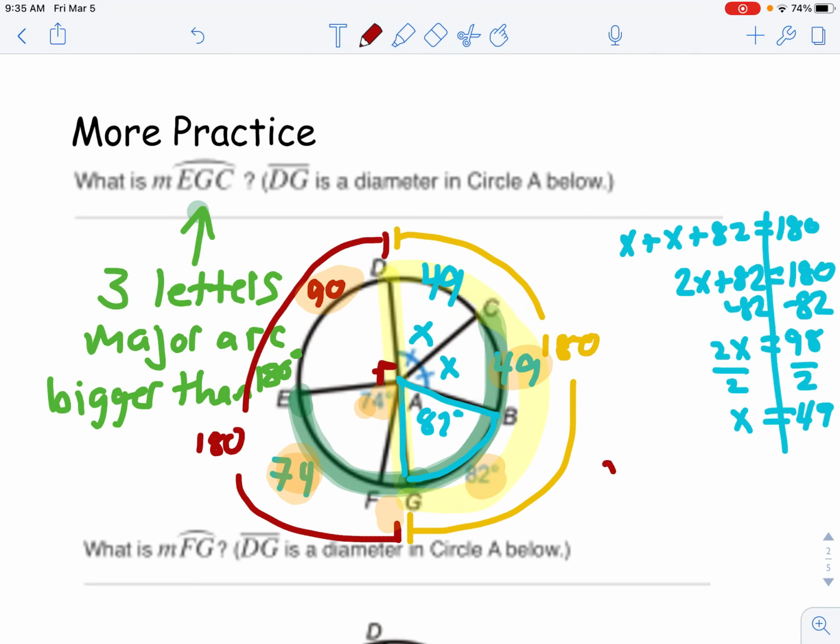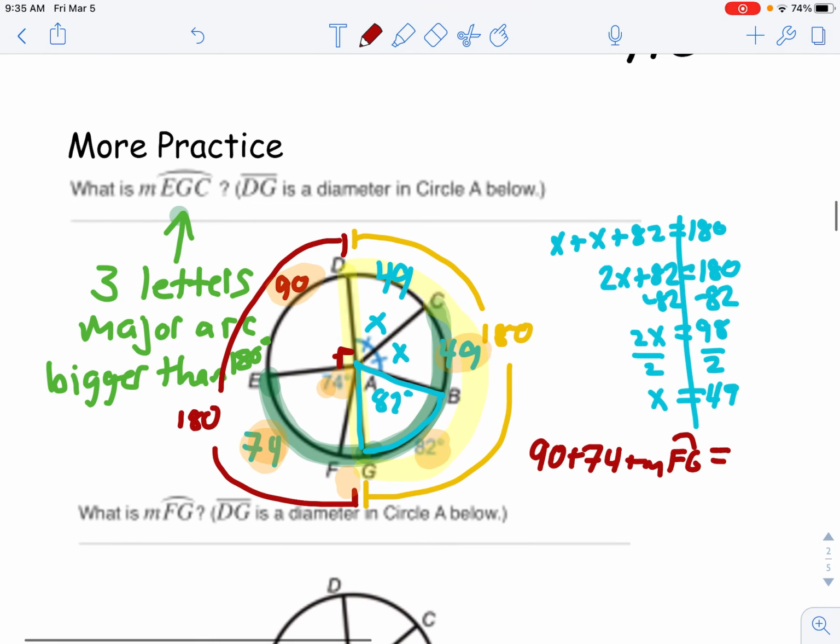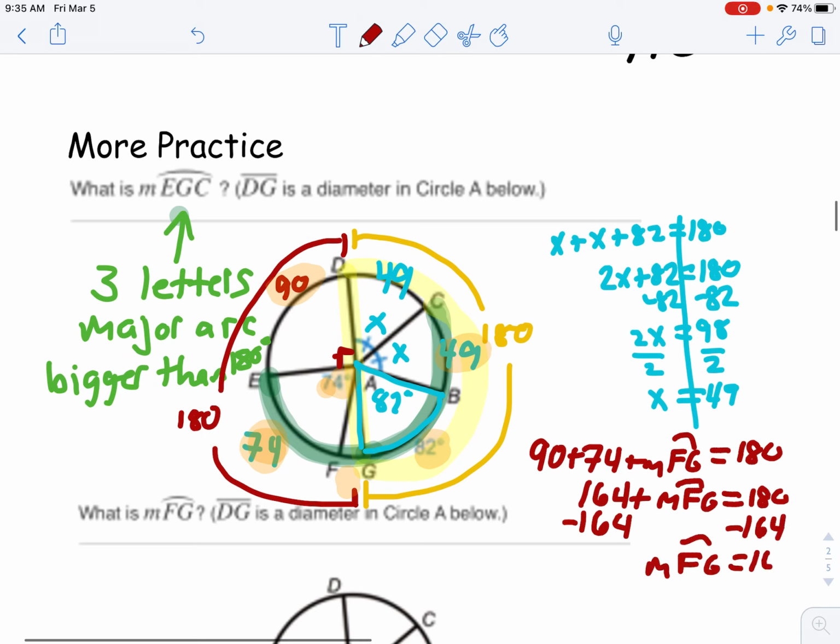Let's fill in: 90 plus 74 plus the measure of arc FG equals 180. So I get 164 plus the measure of arc FG equals 180. Subtract 164 from both sides. The measure of arc FG equals 16. So that itty bitty part is 16.